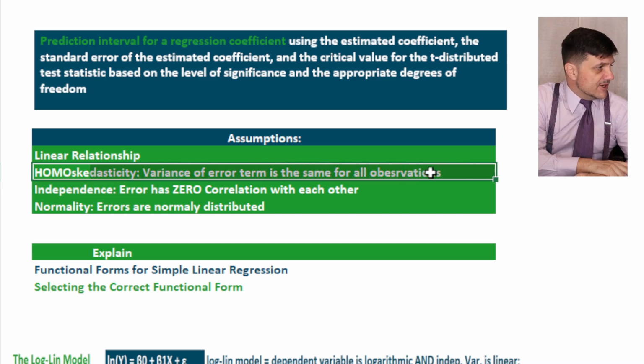Homoscedasticity: the variance of the error term is the same. And if it's not the same, there are ways to fix it. You're going to learn that on Level 2.